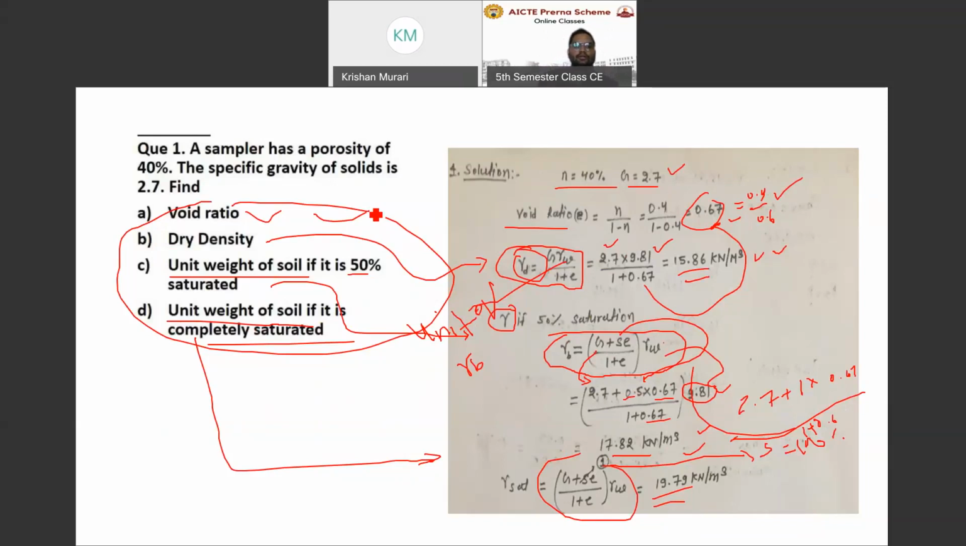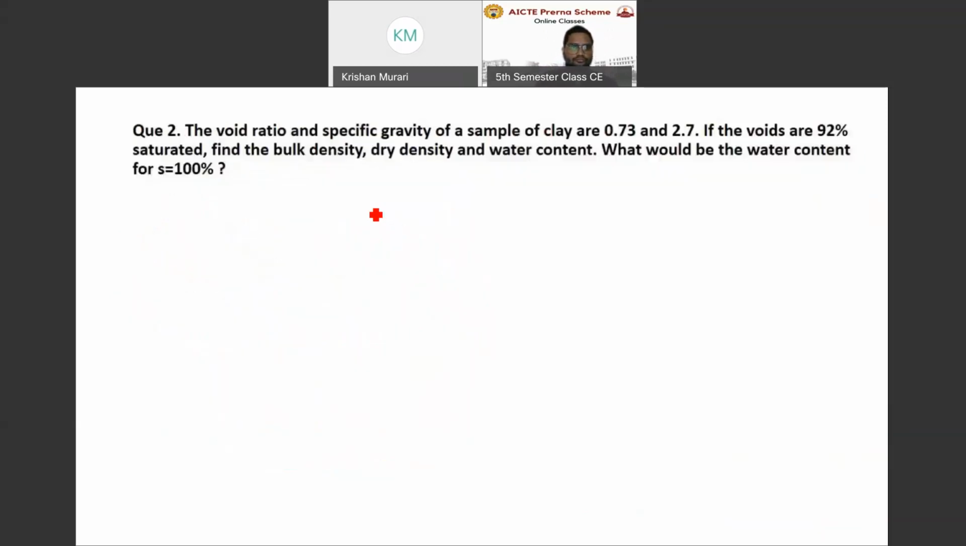Okay, then next question we discuss: the void ratio and specific gravity of the sample. If the void ratio and specific gravity of a sample of clay are 0.73 and 2.7, and if the voids are 92% saturated, find the bulk density, dry density, and water content. And what would be the water content for S equal to 100%. There are four parts to that question.